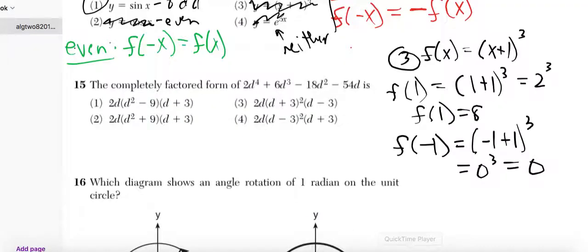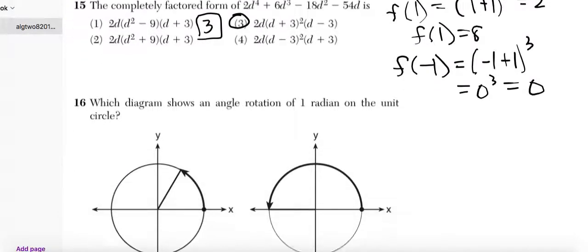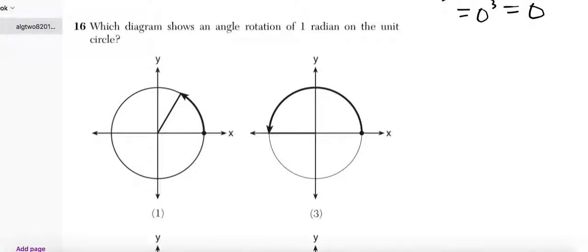Pause the video if you need to. I'm going to circle choice 3, and let's move on to question 16. Which diagram shows an angle of 1 radian, an angle of rotation of 1 radian on the unit circle? So the unit circle has a radius of 1 and a center at 0, 0. So this will be the point 1, 0, right?